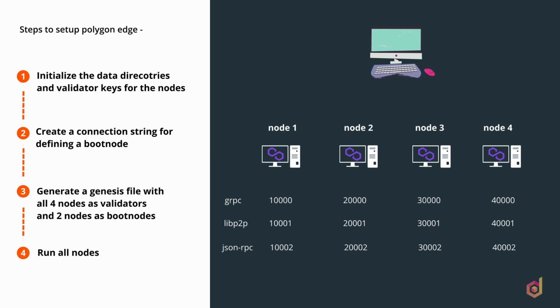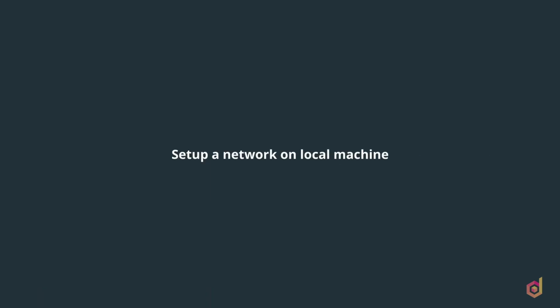For now, I think you have got the overall idea of what we are going to build and some understanding of terminologies like node, boot node, validator keys, data directory, and the process of setting up the network. Now in the next lesson, let's set up a network on our local machine. See you in the next lesson.